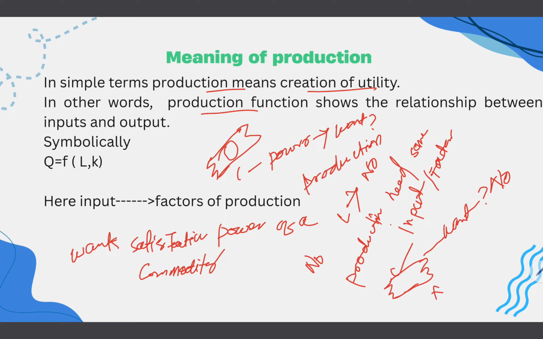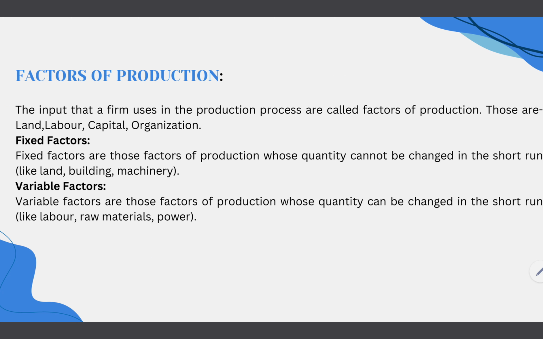Or in other words, the production function shows the relationship between input and output. Symbolically we write Q, the output, is a function of labor and capital. Here L is equal to labor and K is capital. The input is also known as the factor of production. Then what is the factor of production? The inputs that a firm uses in the production process are called factors of production. That means what we use as raw material or input in the production function, we call factors of production. And those are land, labor, capital, and organization.